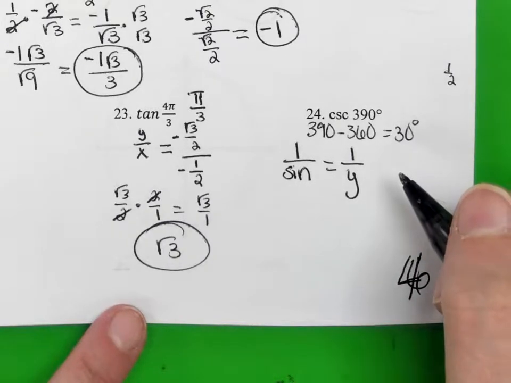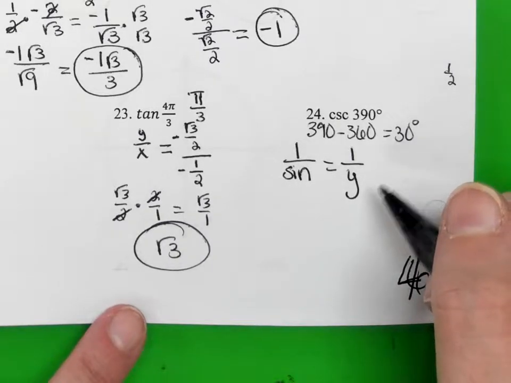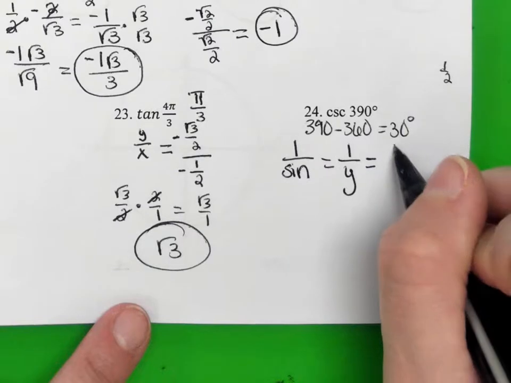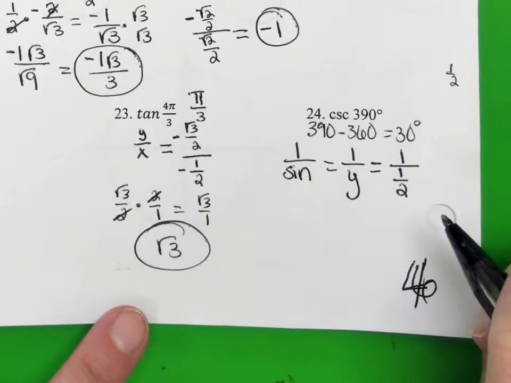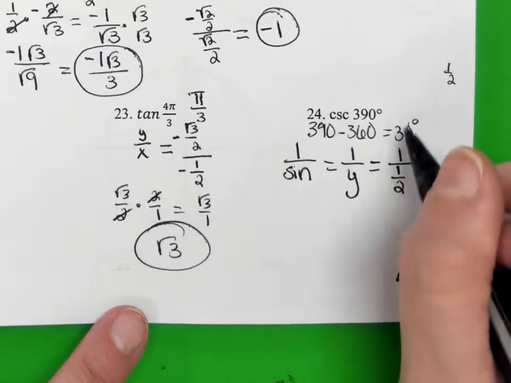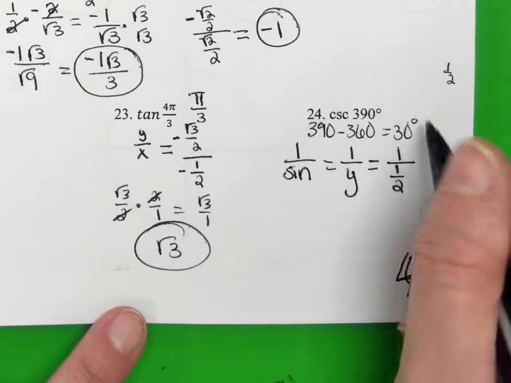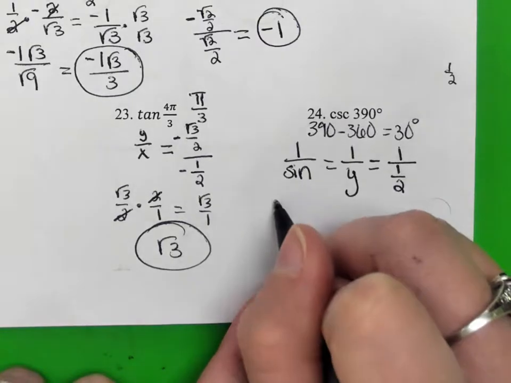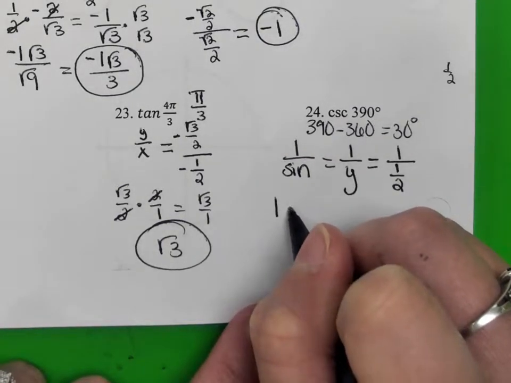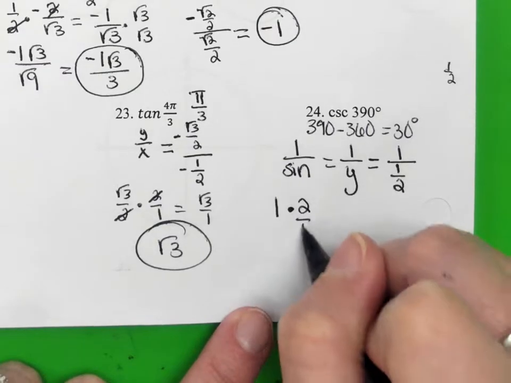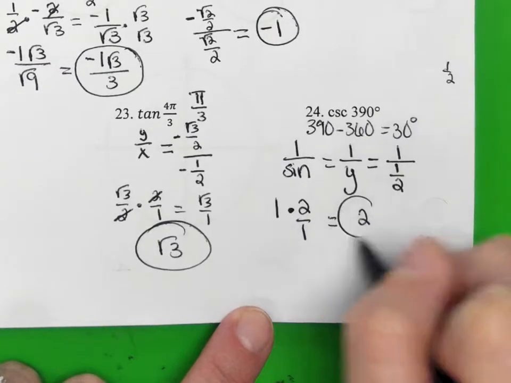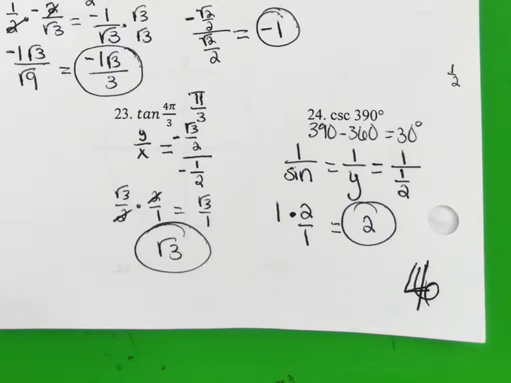So find 30 on your unit circle. What's the y value? 1/2. So it's 1 over 1/2. And 30 is in the first quadrant, so this is positive. So keep, change, flip. Keep the 1. Division changes to multiplication. Flip 1/2. Multiply and you just get 2. Are y'all okay?